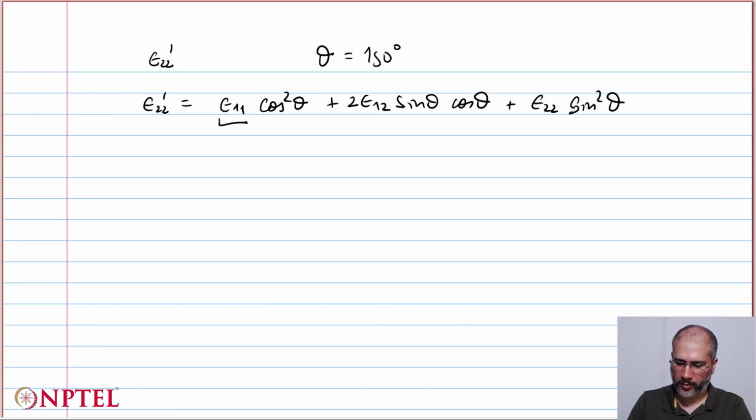Epsilon 1 1 is known. Now epsilon 1 2 and epsilon 2 2 are also known, and theta is 150 degrees. So when we substitute all these, we get epsilon 2 2 prime as minus 2. Now remember, there's a 10 to the minus 4 factor with all these. I'm not writing that for convenience.